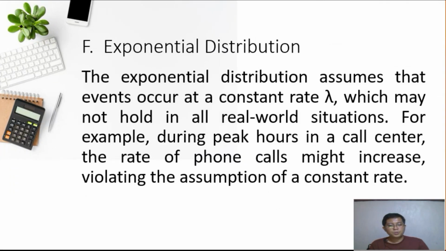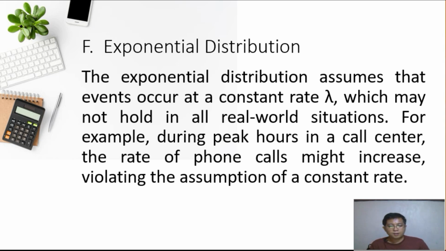So what are now the limitations of the exponential distribution? The exponential distribution assumes that events occur at a constant rate lambda, which may not hold in real-world situations. For example, during peak hours in a call center, the rate of phone calls might increase, violating the assumption of a constant rate. So that's a limitation of using the exponential distribution. It's difficult to say that all situations in real life follow a constant rate.